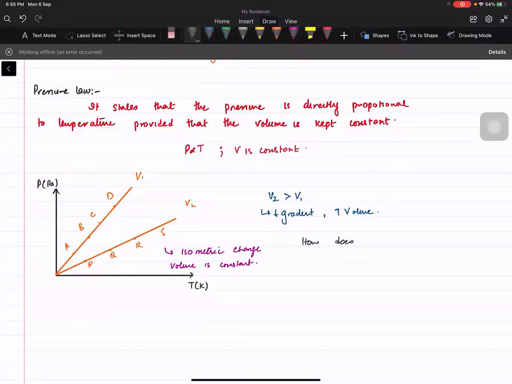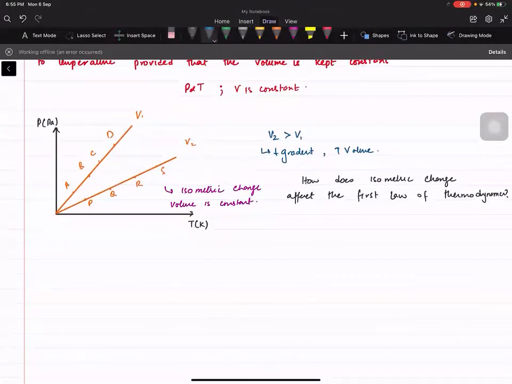How does isometric change affect the first law of thermodynamics? The first thing is that we know work done is given by pressure times change in volume. Is there a change in volume happening here? Can somebody tell me? Sir, it is constant. Constant means there is no change in volume, right? Yes, sir, no change. So if change in volume is zero, then can we conclude that work done will be zero?